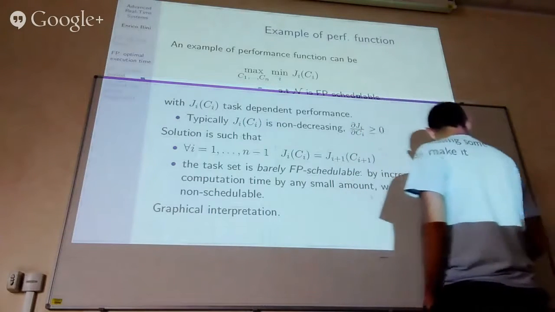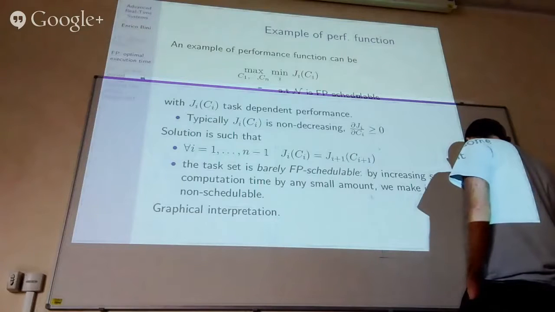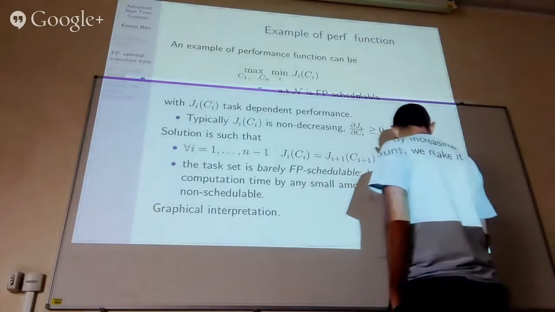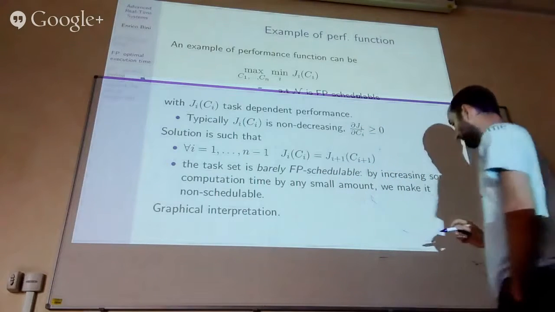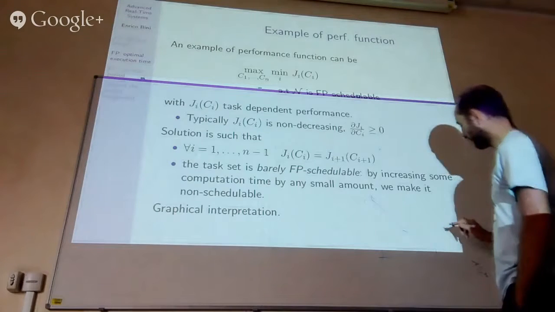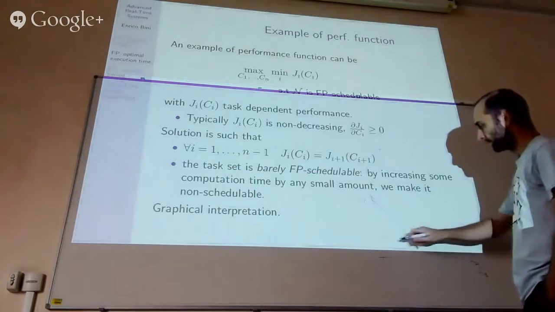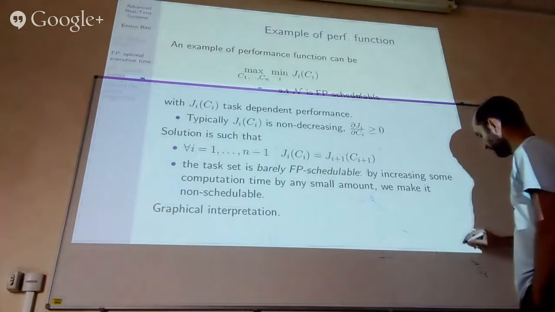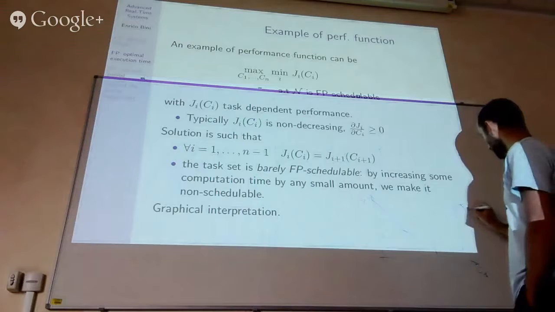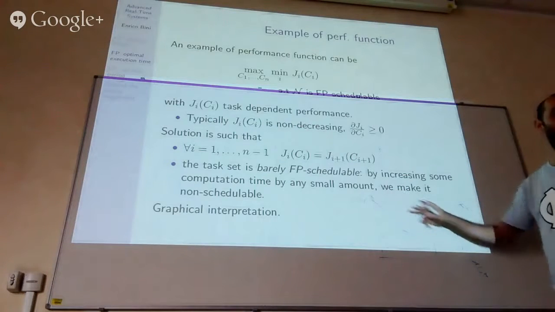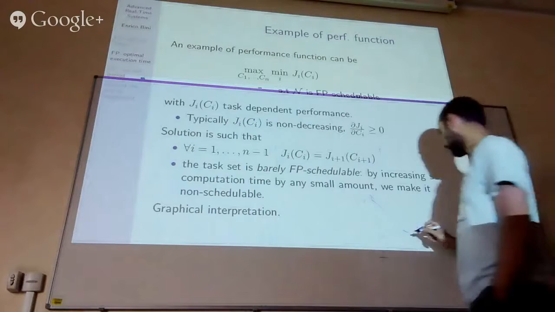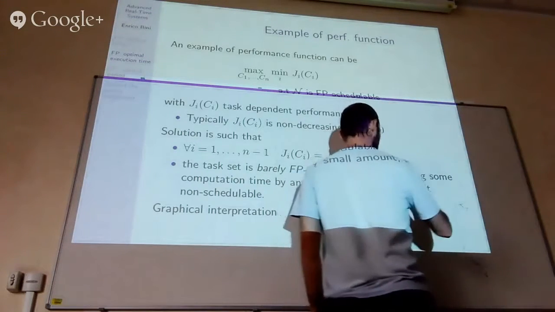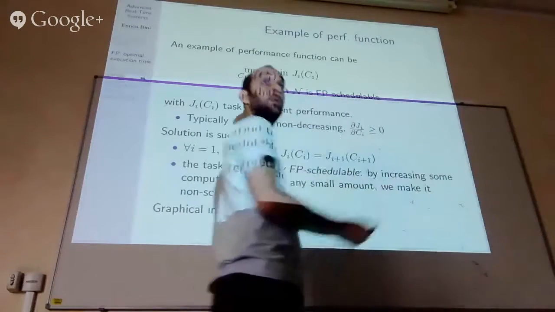I'll make the case of computation times, so we have C1 and C2. Let's say we have something like this. This is the feasible region, and then we have the cost increasing per task. So basically, the cost of this is J2. J2 increases as a function of C2 only, increasing this way, and J1 increases in this way. This J1 is a function of C1 only.